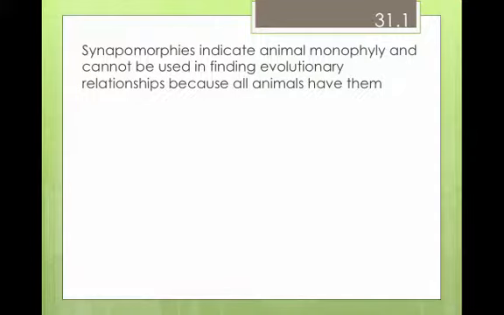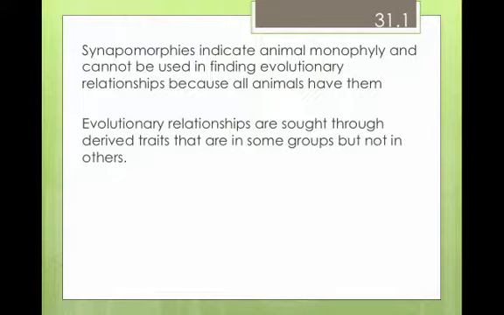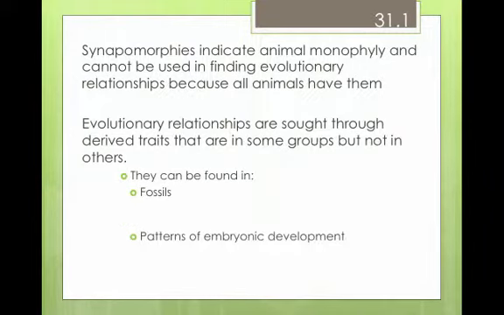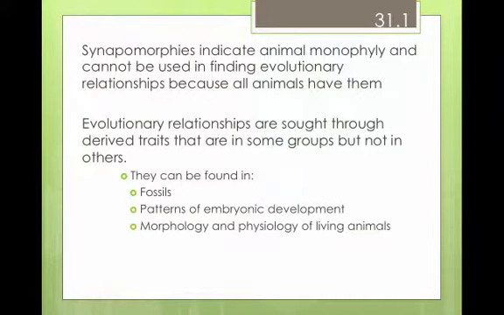So synapomorphies indicate animal monophyly and cannot be used in finding evolutionary relationships because all animals have them. Basically this is saying that synapomorphies show that all animals are related, but we don't know how they evolved from the common ancestor. So to find that, we need to use evolutionary relationships, and these are sought through derived traits that are in some groups but not the others. And these can be found in fossils, patterns of embryonic development, morphology and physiology of living animals, structure of animal modules, and genomes of animals.